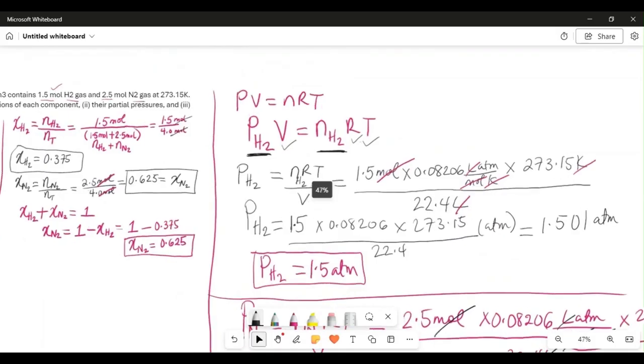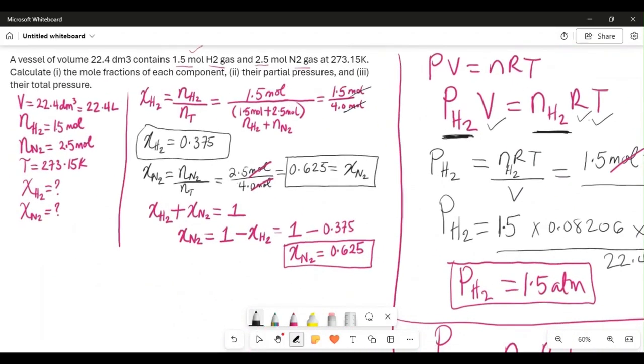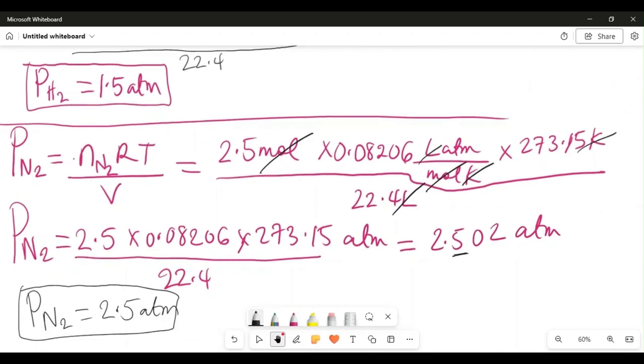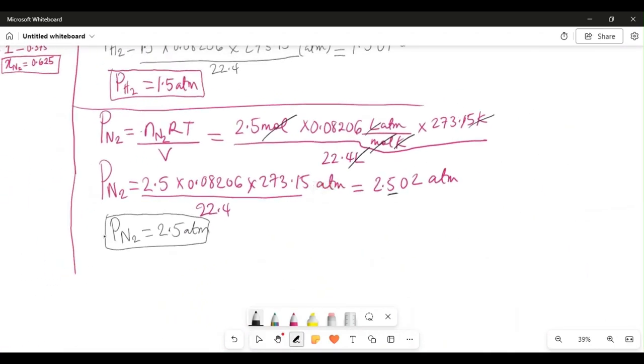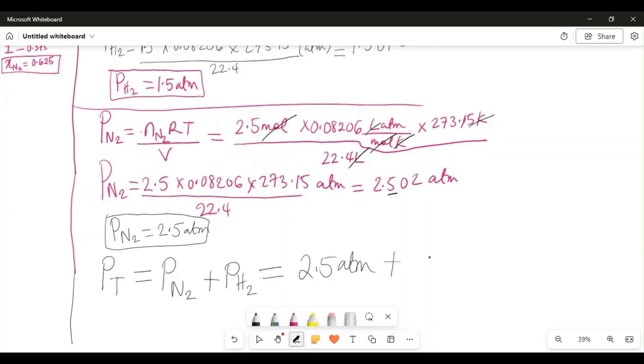Now, the third part of the question says we should determine their total pressure. The total pressure is simply you adding up the individual pressures. So the total pressure is going to be the pressure of the N2 gas plus the pressure of the H2 gas, and that is it. We have the pressure of the N2 gas here, which is 2.5 atmospheres, and the pressure of the H2 gas, which is 1.5 atmospheres. When you add both of them up, you end up with 4.0 atmospheres, and the total pressure is 4.0 atmospheres. And that is how to answer this question.